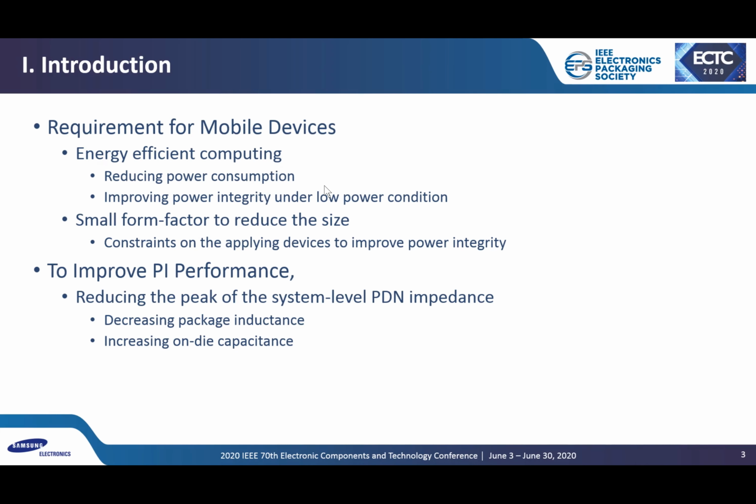To improve PI performance, reducing the peak of the system level PDN impedance is very important. To do so, decreasing the inductance of the package and increasing the on-die capacitance are the keys. Let's find how to do that.